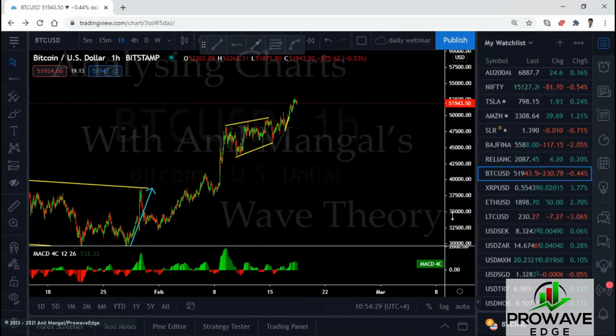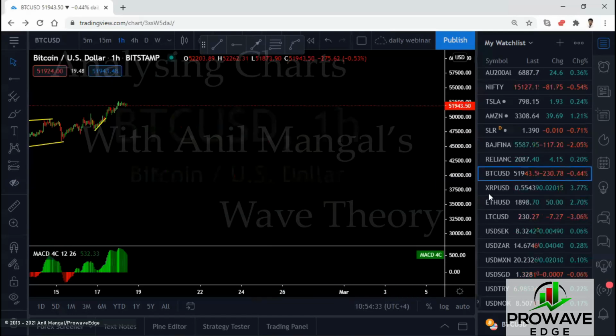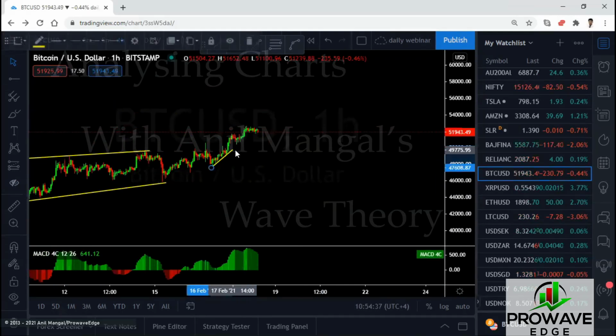Bitcoin. See the running flat? It's going up. This one didn't go lower. It's still going up. Let's see. So I was expecting this to probably come down a little more here.